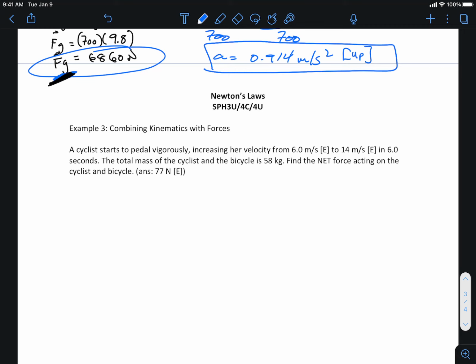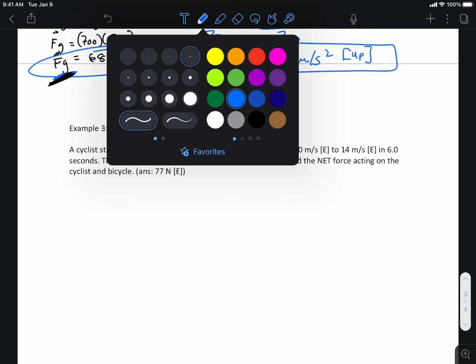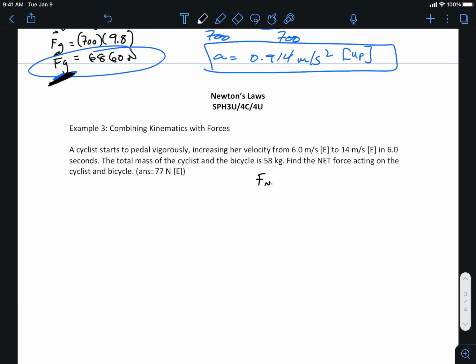We know that F net, I always like writing this sometimes, F net equals the mass times the acceleration. Just writing that down always helps me with solving questions like this. And what are we doing? We're combining kinematics with forces now. What force needs to be applied in order to reach these particular scenarios?